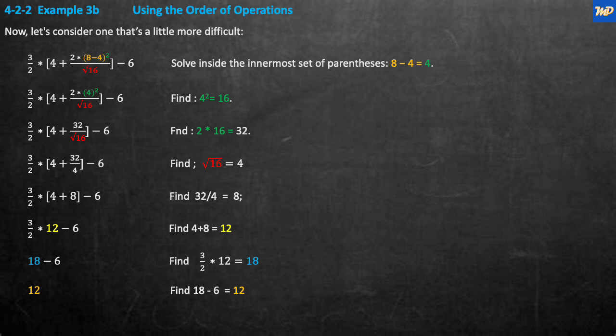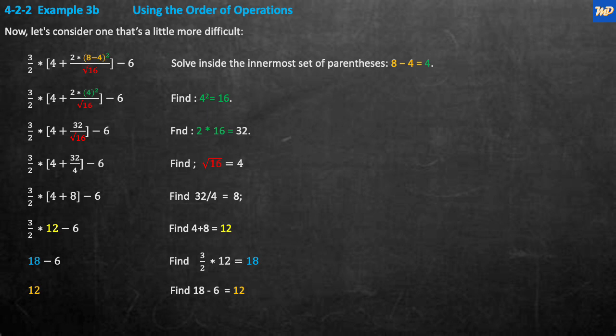So for example 3b, we're going to have another order of operations problem. This is more complex than the other ones were. So let's consider this one. It's an expression. So it's 3/2 times the quantity. Those brackets mean the quantity, like parentheses mean the quantity. So times the quantity 4 plus the quantity above the fraction line, which is like an entire quantity, 2 times the quantity 8 minus 4 squared, divided by the square root of 16. And then that whole piece there, you subtract 6 from it.